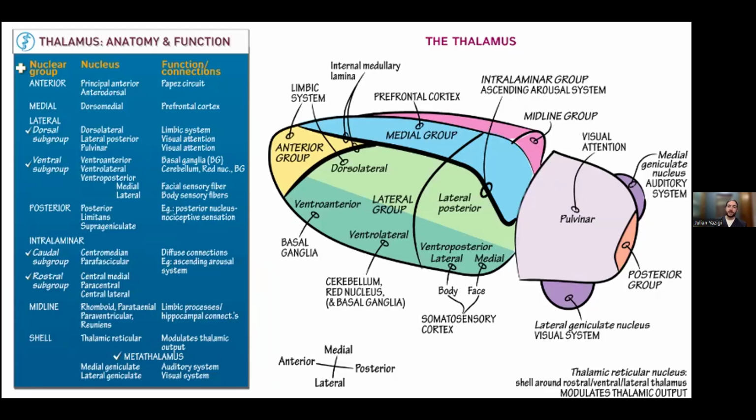Moving on to the lateral group, the dorsal tier. The lateral group is the largest and is divided into a dorsal tier and a ventral tier. Starting with the dorsal tier, this includes the lateral dorsal nucleus, the lateral posterior nucleus, and the pulvinar.